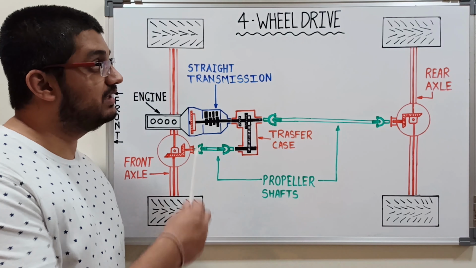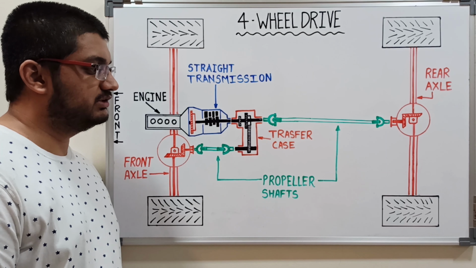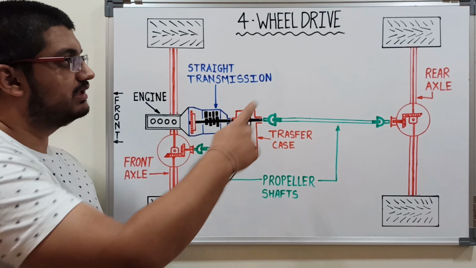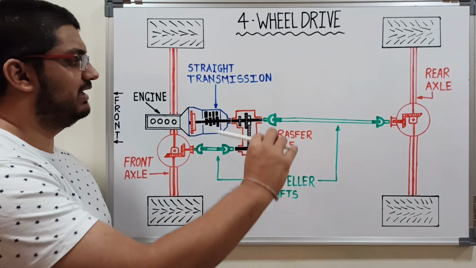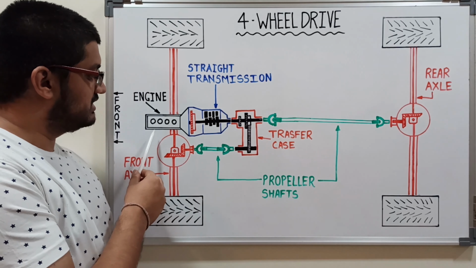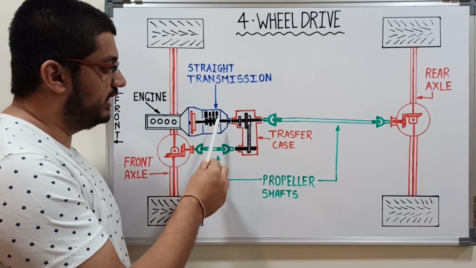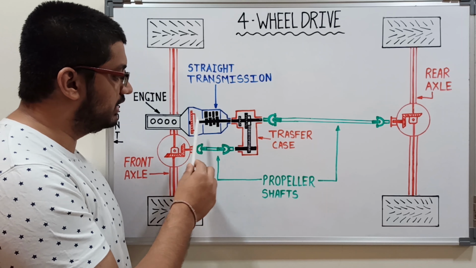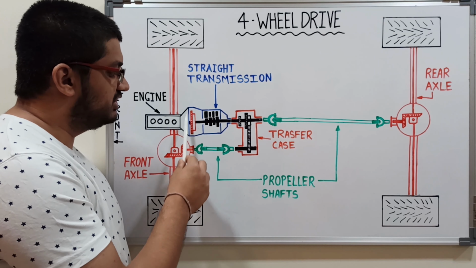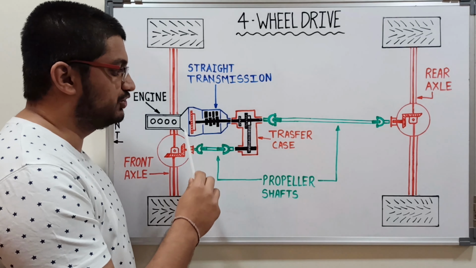Okay, so let us now discuss the four-wheel drive layout. I'll identify the components first. Before that, these two are the front wheels, those two are the rear wheels, and the vehicle is moving in this direction. This is the engine placed longitudinally. Then this is a straight transmission which is used after the engine. A clutch is mounted on the flywheel of the engine which connects to the input shaft of the transmission.